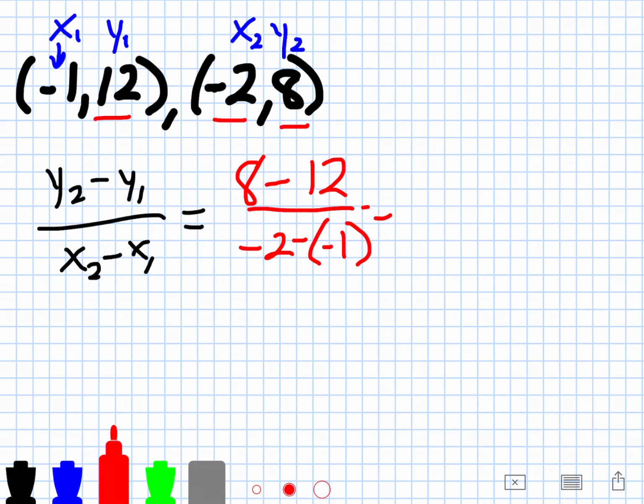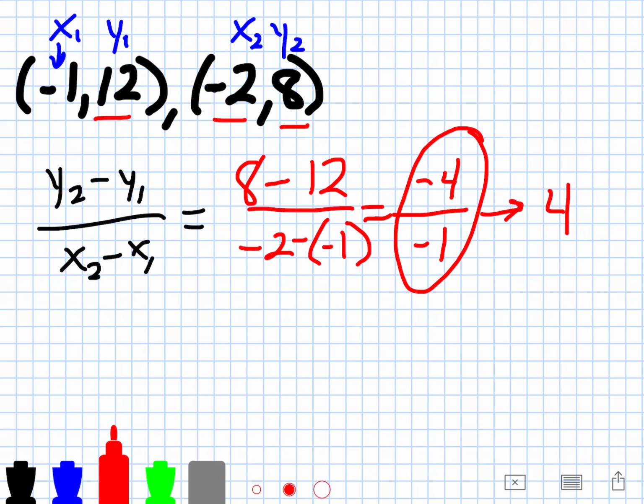All right, let's go ahead and simplify this. So step 2, plug it into the formula. We did that. Step 3, reduce if necessary. So 8 minus 12 is -4. -2 minus a -1, minus a negative is the same as adding. So -2 plus 1 is -1. Can we reduce that? Well, yeah, a negative divided by a negative is a positive. Even if you were to put this into a calculator, you would find out that the simplest version of that is a +4. And you could leave it at that.